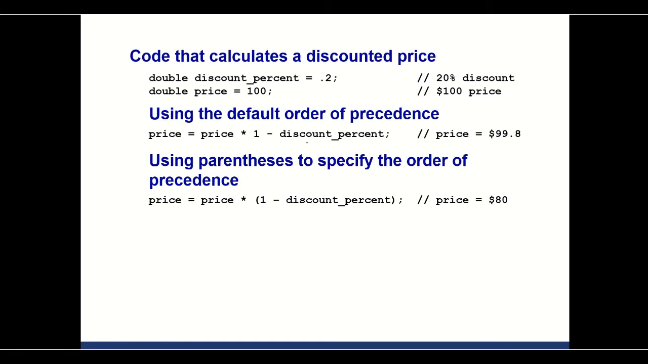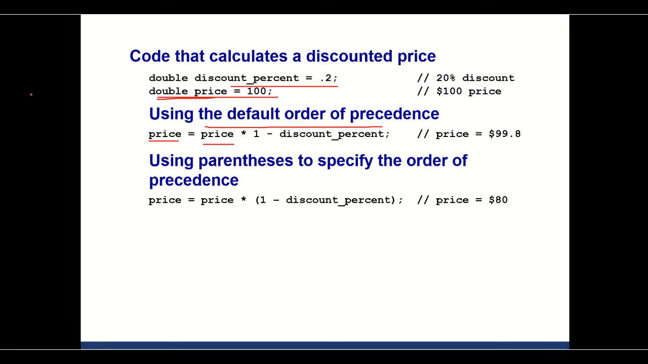The code that calculates a discounted price: you have discount percent equals 0.2, then price equals 100. Then using the default order of precedence, you get price equals price times 1 minus discount percent, so that becomes 99.8, because the discount percent is 0.2, so you are just subtracting 0.2.